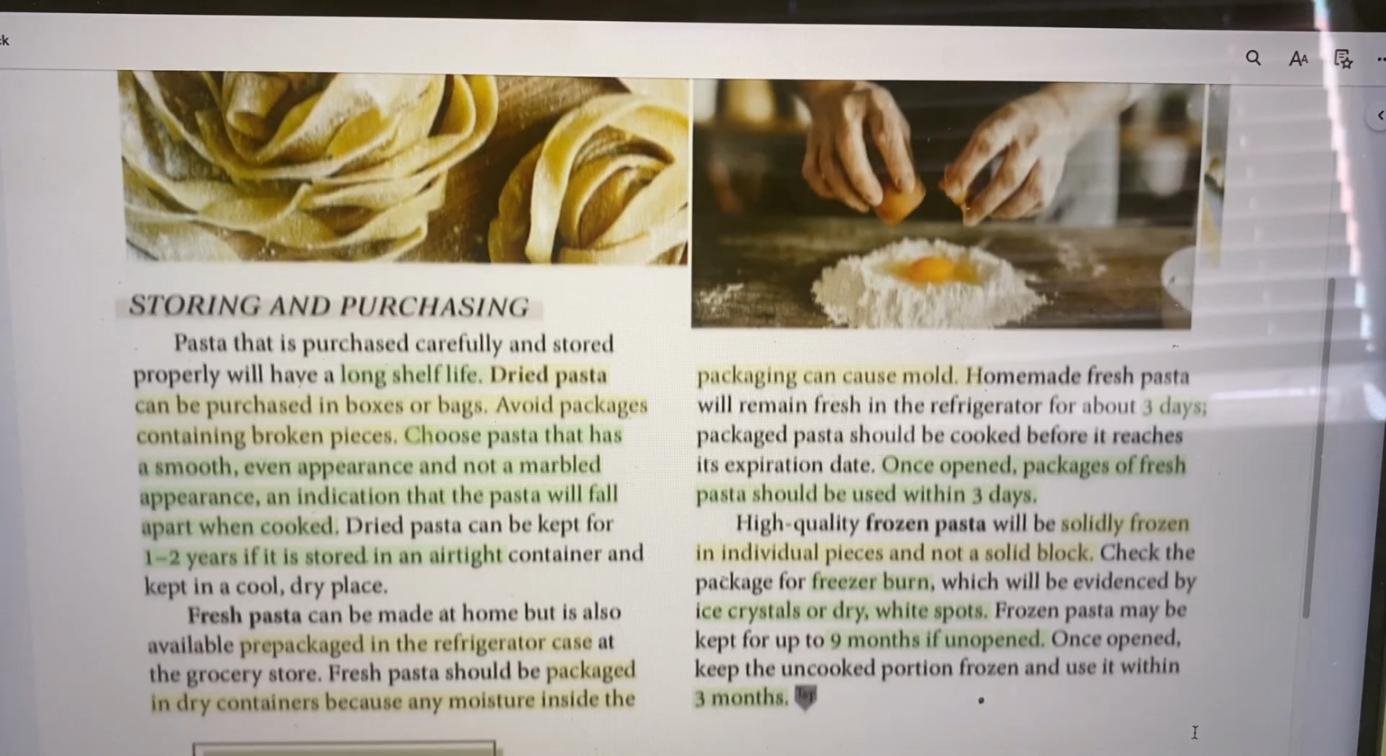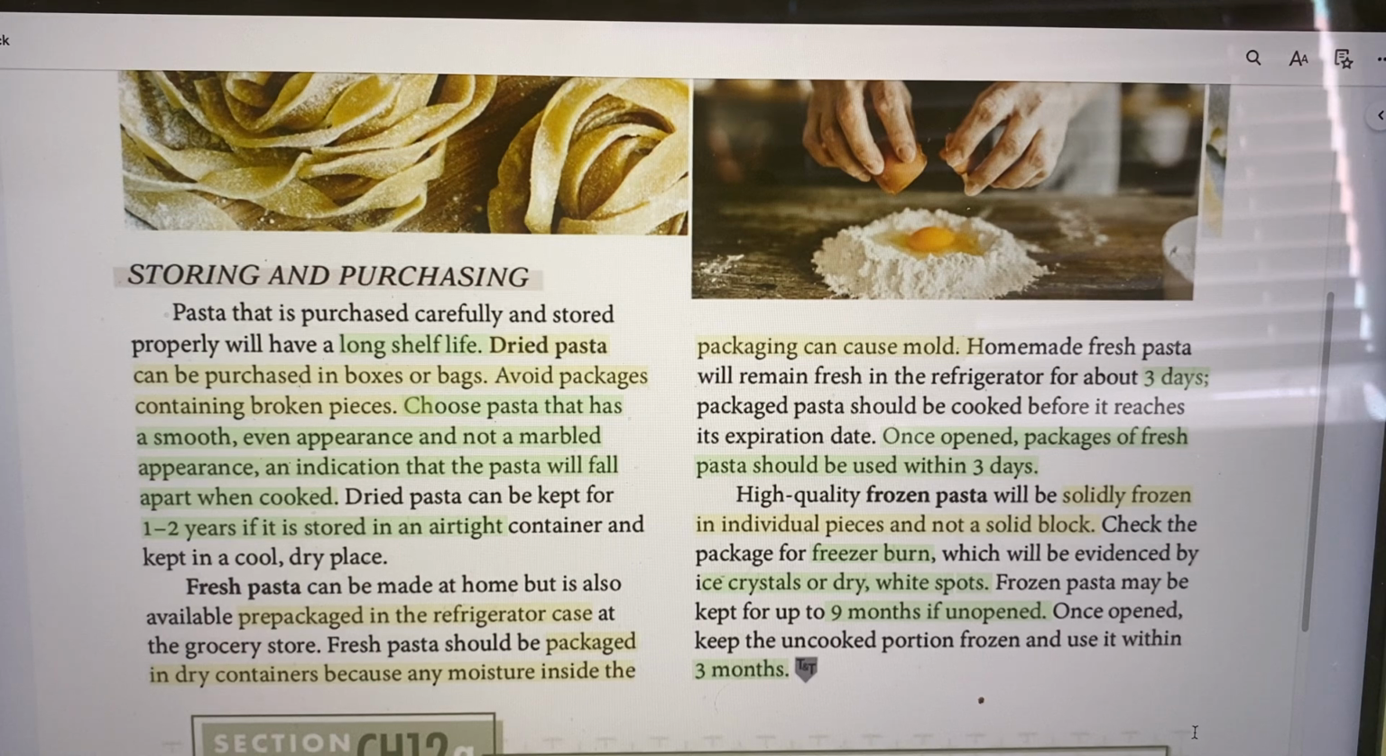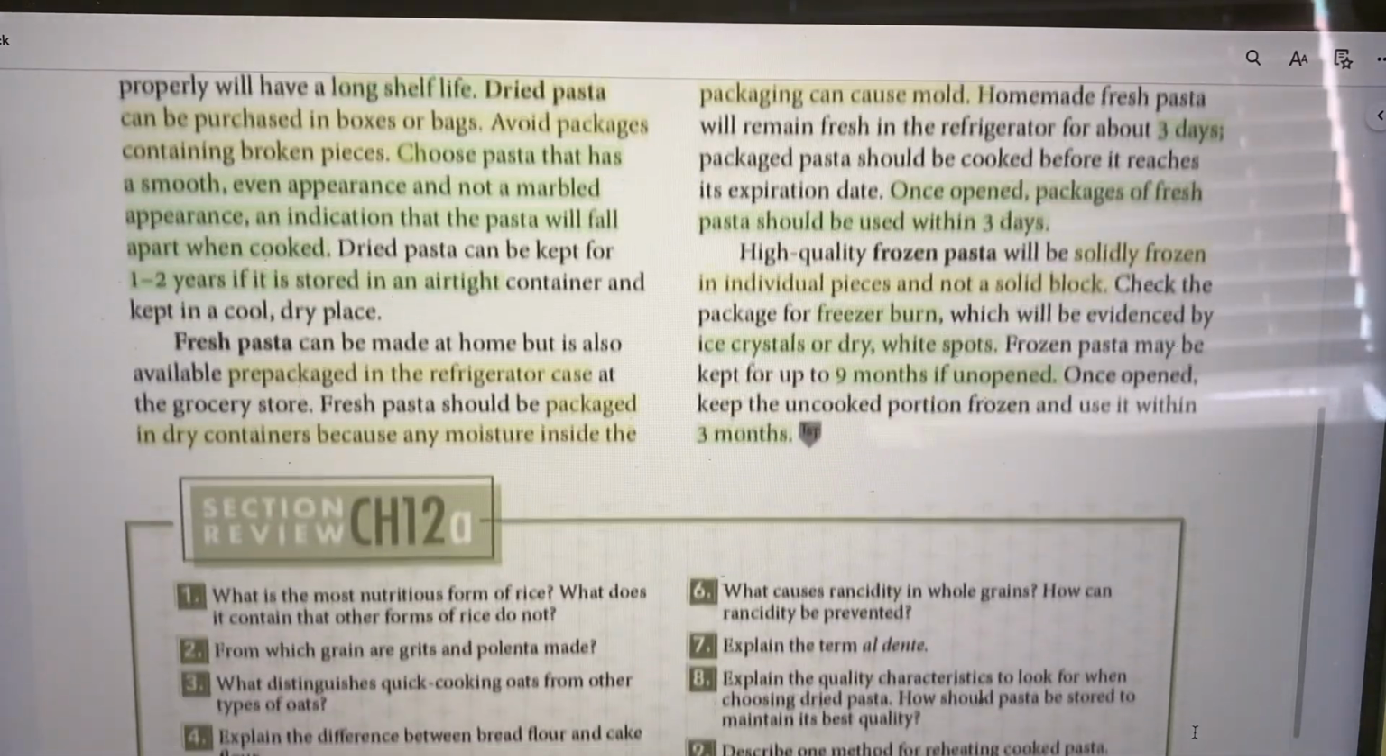So, high quality frozen pasta will be solidly frozen in individual pieces and not in a solid block. Check the package for freezer burn. Make sure it doesn't have any ice crystals or dry white spots on it in the freezer. And it can be kept in the freezer for up to 9 months. So once opened, you keep the uncooked portion frozen and use it within 3 months.